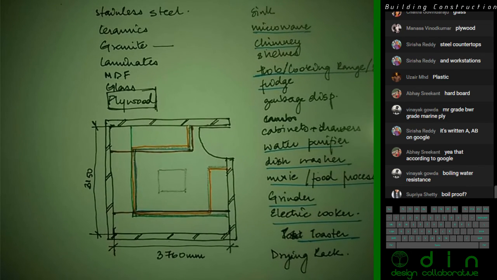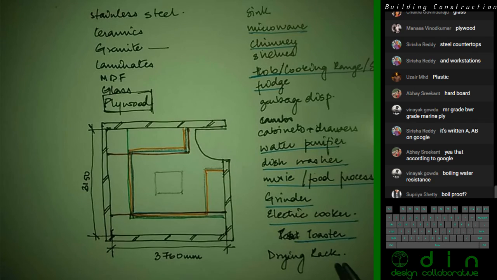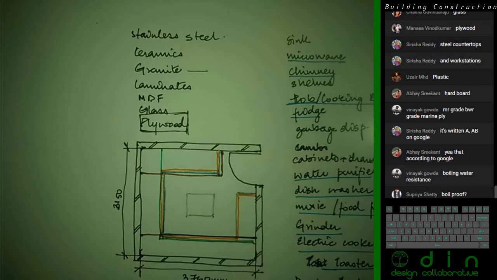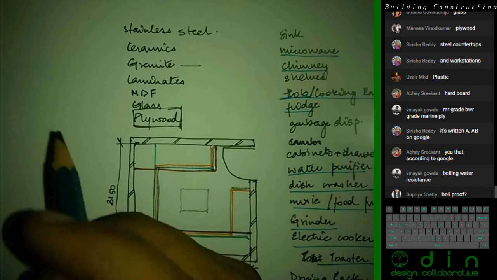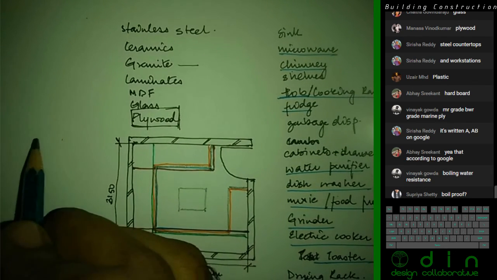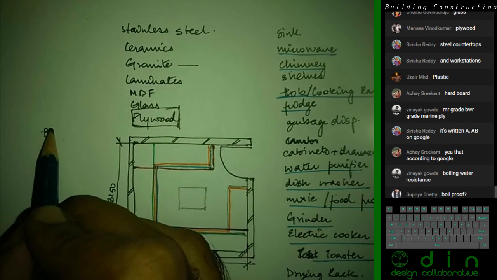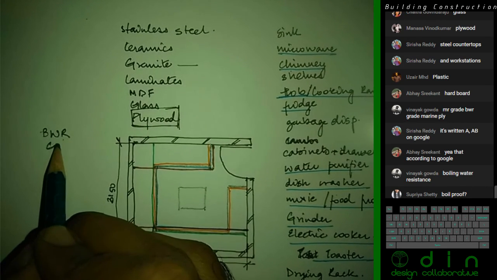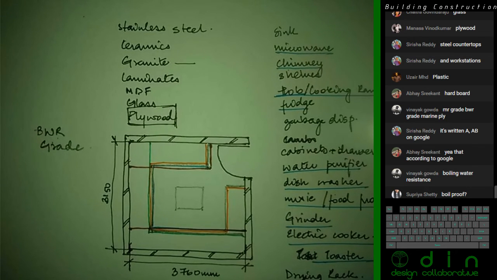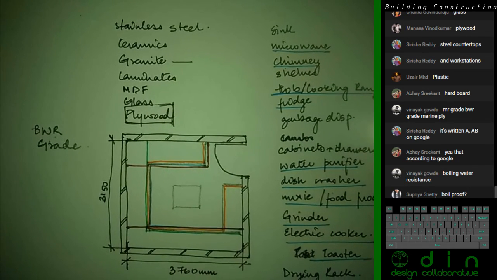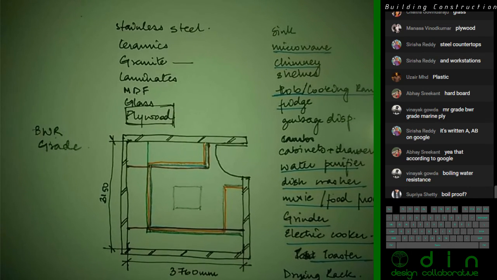BWR grade, remember that. Actually, we should write that down somewhere. I just realized we can't keep writing stuff on this tiny little piece of paper, but we shall soldier on as usual. BWR grade. So yeah, we have the BWR grade plywood that we're using for this particular thing.